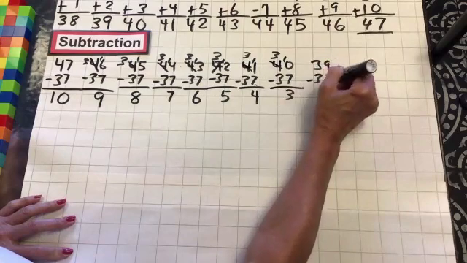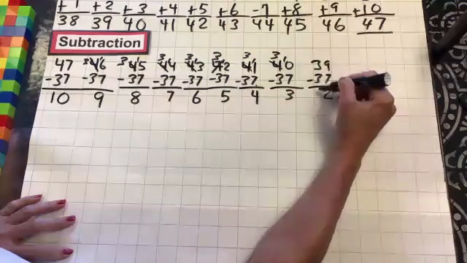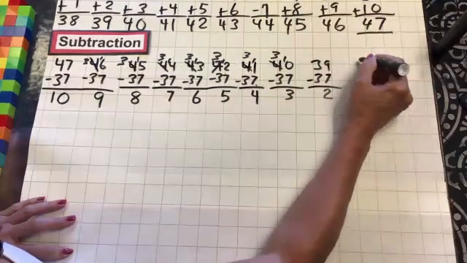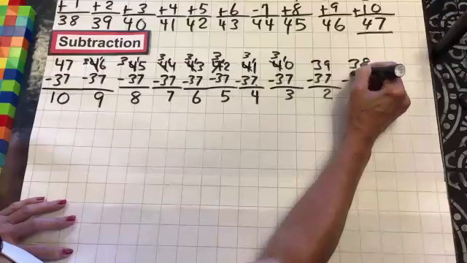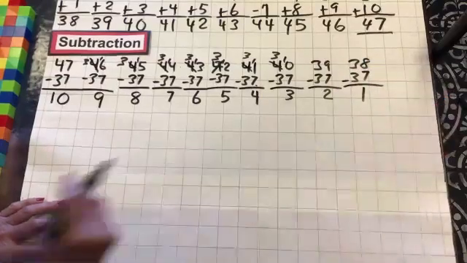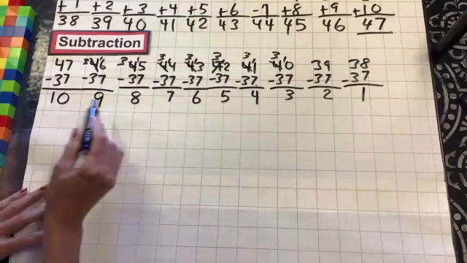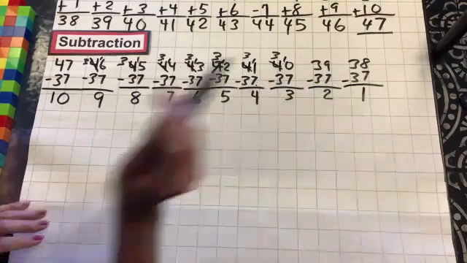39 minus 37 equals 9 minus 7 is 2. 3 minus 3, nothing. So it's 2. 38 minus 37 equals 8 minus 7 is 1. 3 minus 3, nothing. And we're done. And so we should have 10, 9, 8, 7, 6, 5, 4, 3, 2, 1.